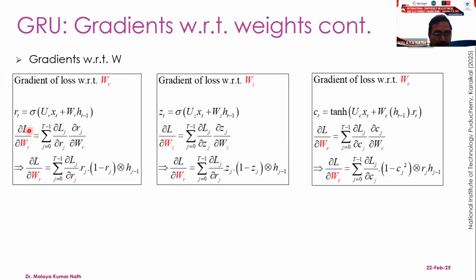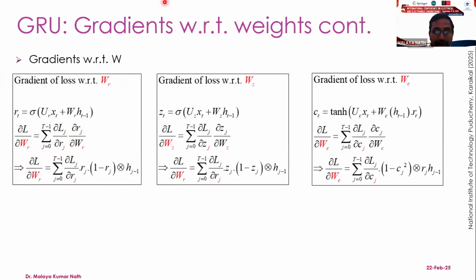Thus, the derivative of loss with respect to Wr will be equal to the summation, j equal to 0 to t minus 1, of the derivative of loss with respect to r and the derivative of r with respect to Wr. So now substitute this value and you will be able to get this expression.